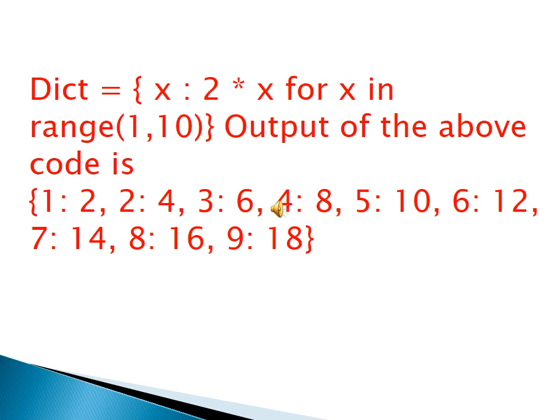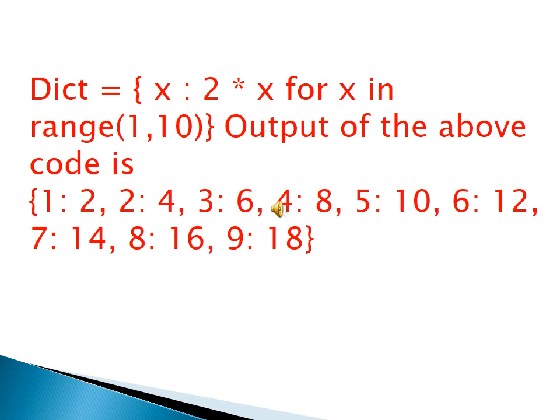Okay, let's see the example. Here, dict1. Dictionary means you should give the square bracket, opening square bracket and ending square bracket. x colon 2 into x, this is the expression, for i in range 1 comma 10. We are only declaring the values. Range is 1 to 9. 10 means 1 to 9.